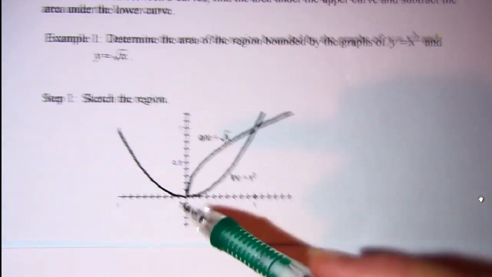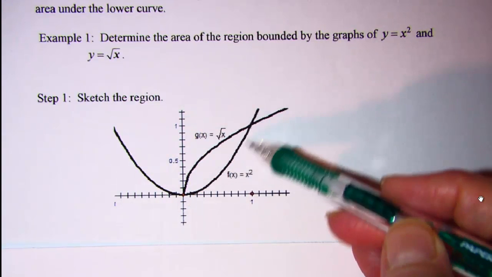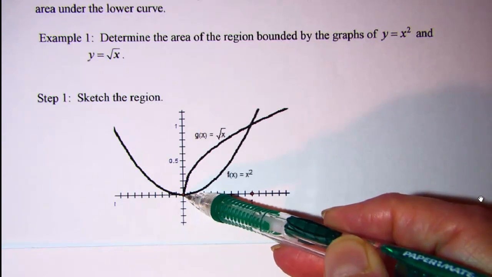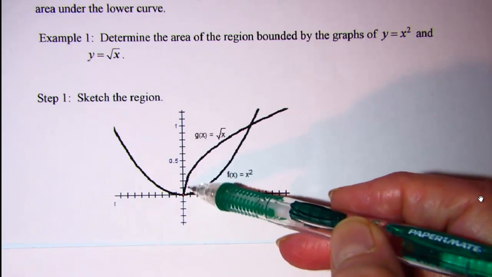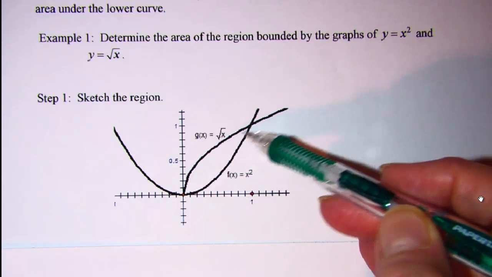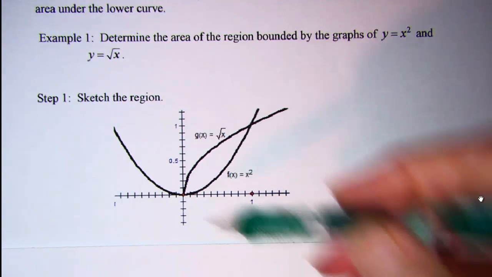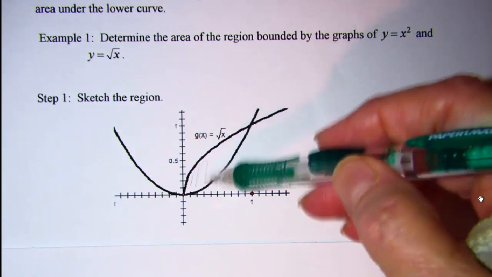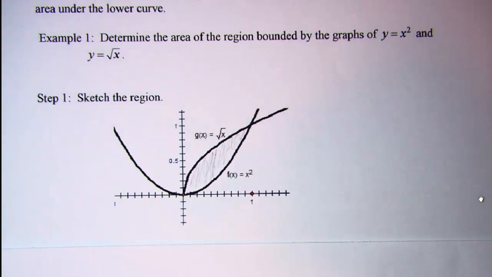Now we know that y equals x squared is a parabola that opens up with its vertex at the origin. And we know that y equals the square root of x is this curve right here. So the region that we're looking at is this region right in here. We want to find the area.